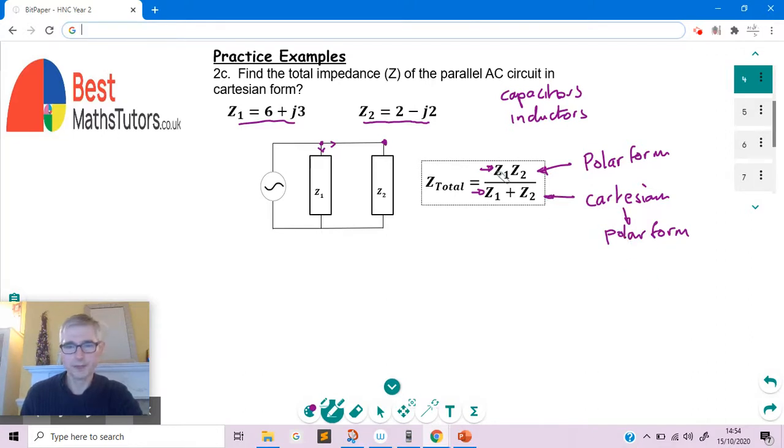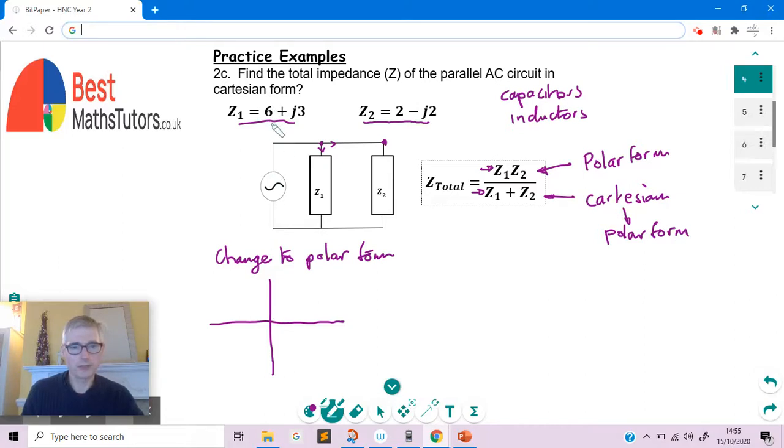So the first thing I'm going to do is try and convert these Cartesian forms into polar forms. So I'm going to change to polar form. The first step in doing these is always to draw an Argand diagram. So I'll just draw myself a set of axes here, and I'm going to represent this Z1 on that one.